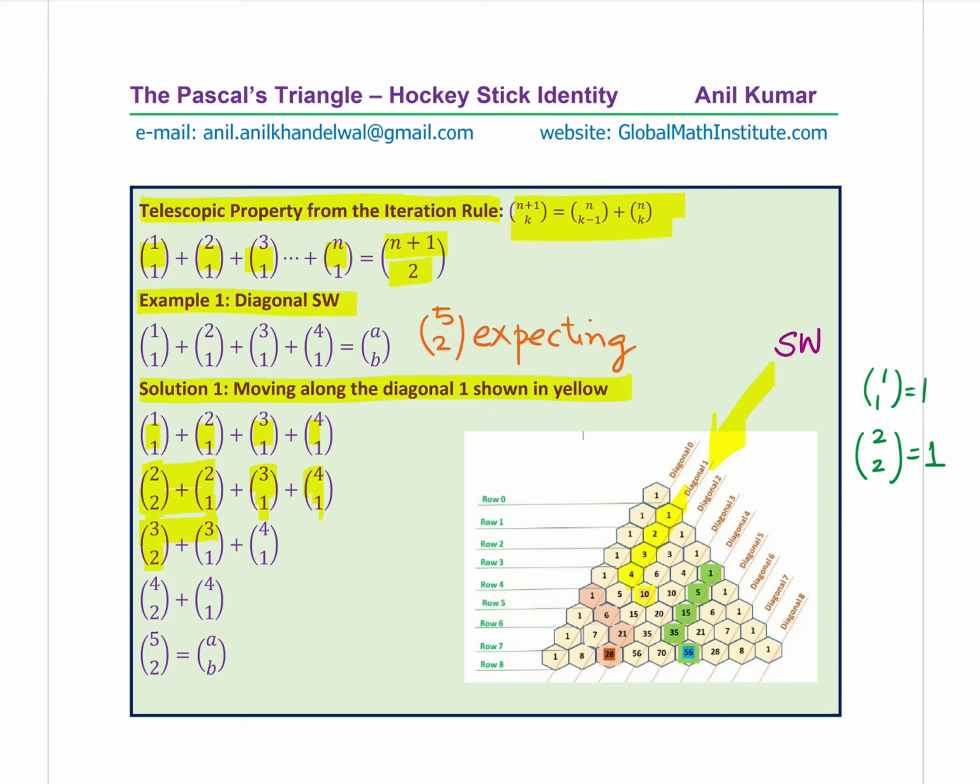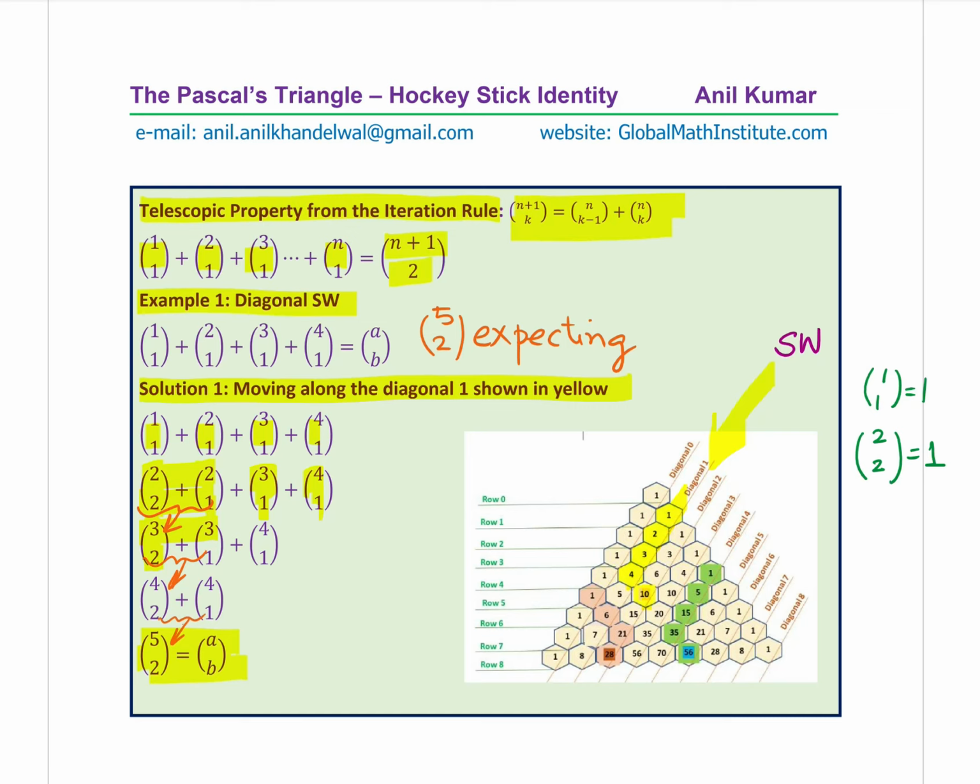So combining these two, we get 3C2. Now we can combine 3C2 with the next element, right? That is how this telescopic property works. So we get 4C2 now, and then 4C2 and 4C1 when combined will give you 5C2. So as expected, we did get our result, which is 5C2. Perfect. So I hope that makes it absolutely clear that when you're moving along the southwest direction, the row number and the column number, you can say diagonal number, increase, as shown in this particular pattern in yellow.